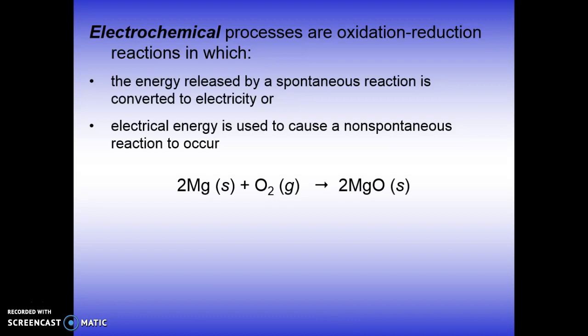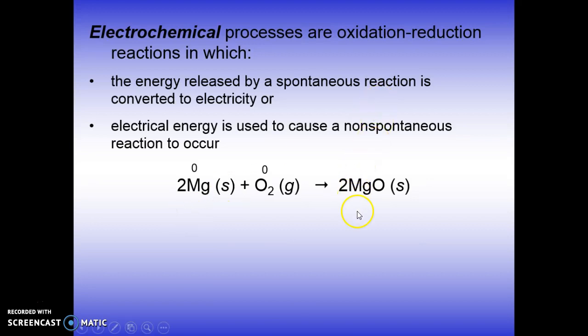How do you know it's a redox reaction? You've got to look and see that species are changing charge. One thing's going to be losing electrons, another thing's going to be gaining electrons. So starting off, we've got magnesium metal. So magnesium metal is going to have no charge at all. Likewise, oxygen gas has no charge. They are atoms, not ions.